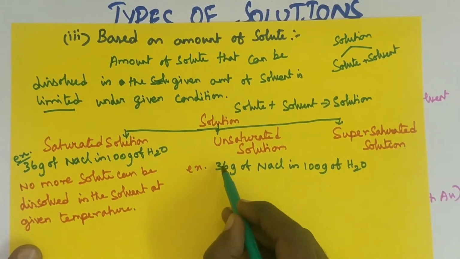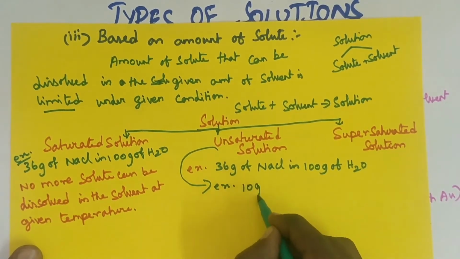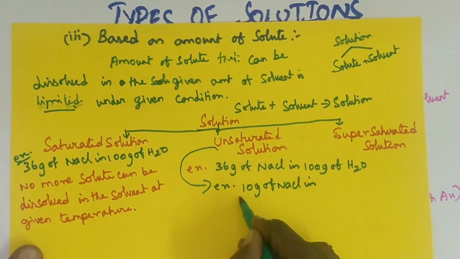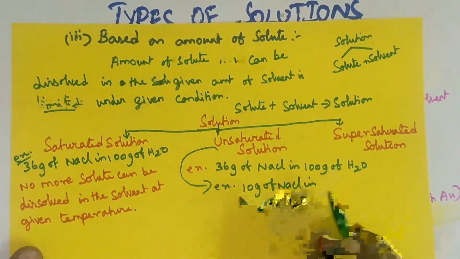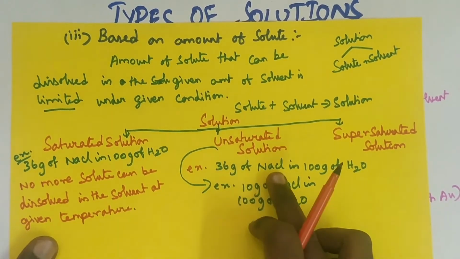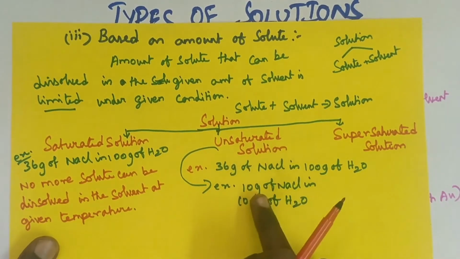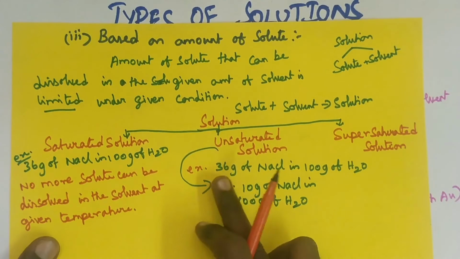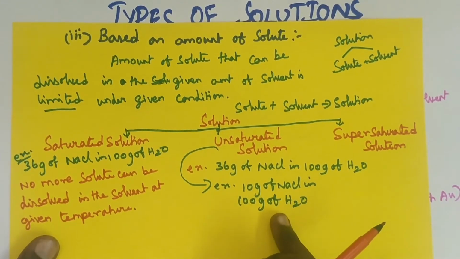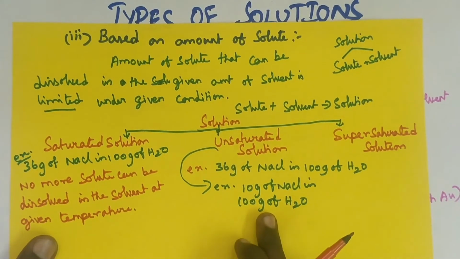In case of unsaturated solution, example is 10 gram of NaCl in 100 gram of water. So that already I mentioned. So we can dissolve up to 36 gram of NaCl in 100 gram of water, but in case of unsaturated we can dissolve only small amount. So up to 36 we can dissolve, but we dissolve only 10 gram of NaCl in 100 gram of water. So compared to the maximum amount, this amount of solute is less.